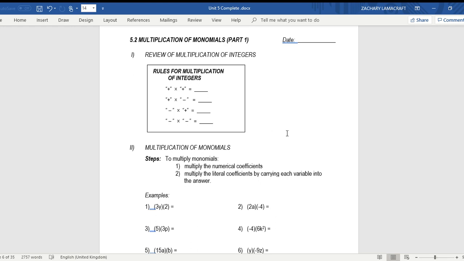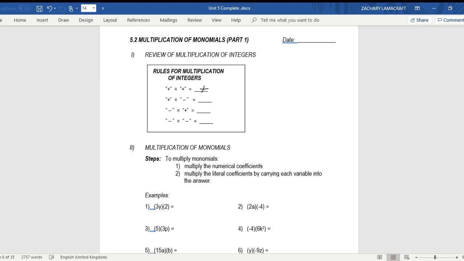Okay, so we're doing 5.2, multiplication of monomials. This is something we've done in the past before, and it's just simple integer work. We did this at the very beginning of the year. So we know when we're multiplying integers, a positive times a positive will equal a positive number.